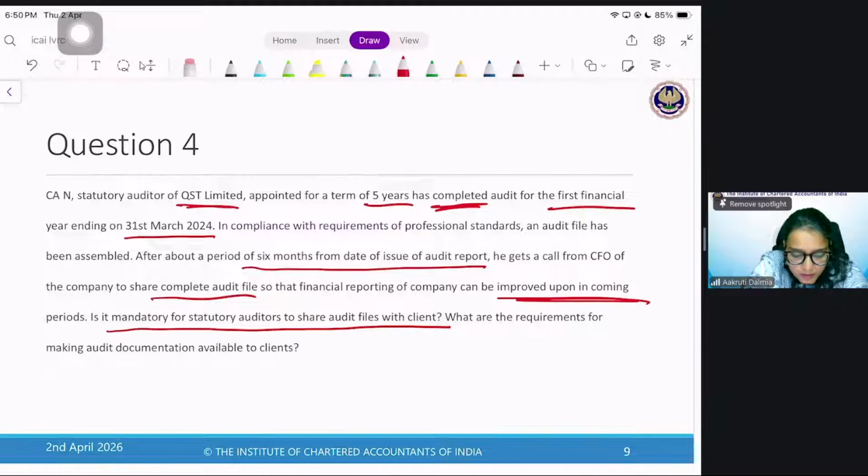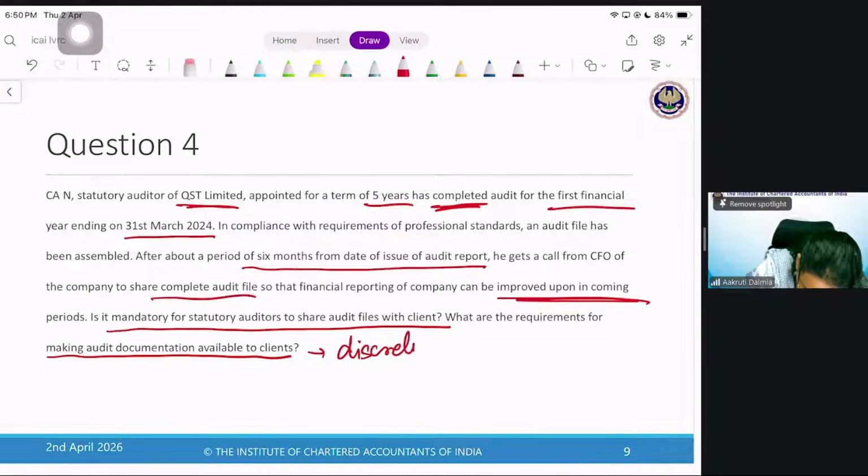No. Which standard will you quote here? Which standard? Quickly tell me. कौन सा standard quote करोगे? SQC1. SA 230 means wrong. Okay, SQC1 properly. So it is not allowed. What are the requirements for making audit documentation available to clients? What does SQC1 say? It says that at my discretion, you have to use this word discretion. At the discretion of auditor, some portions, some extracts can be made available to the clients.